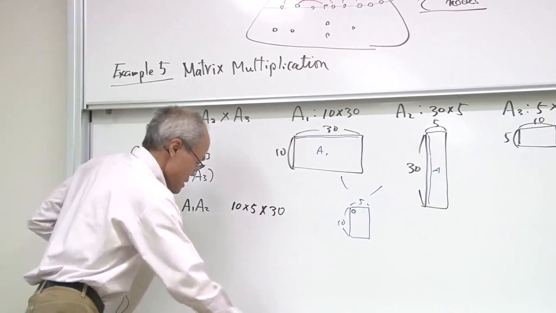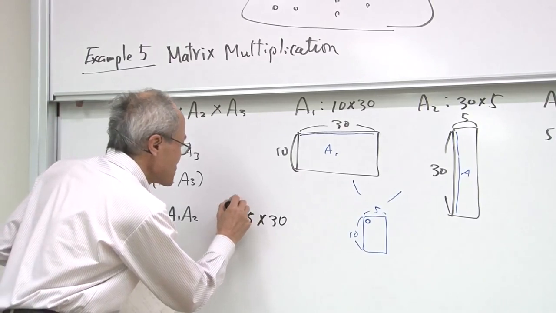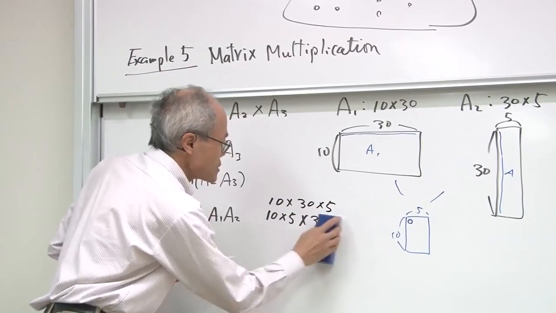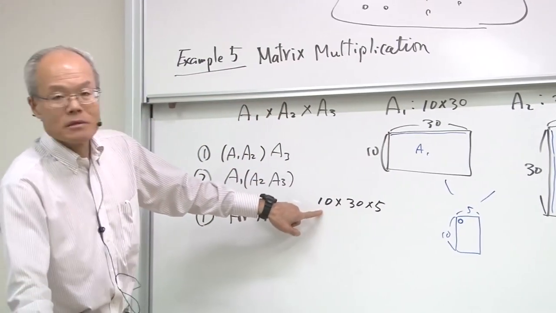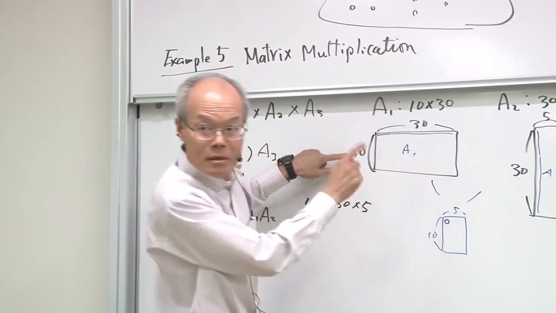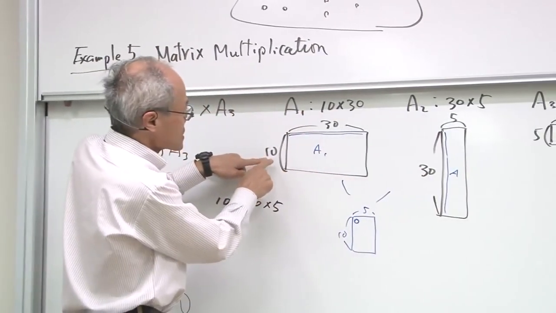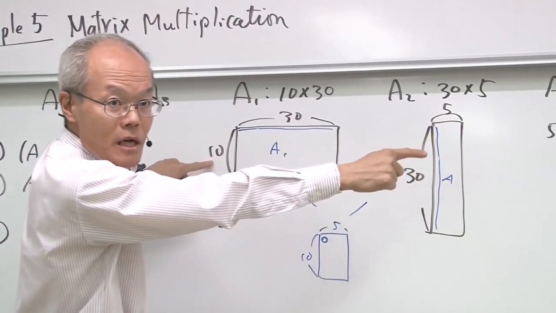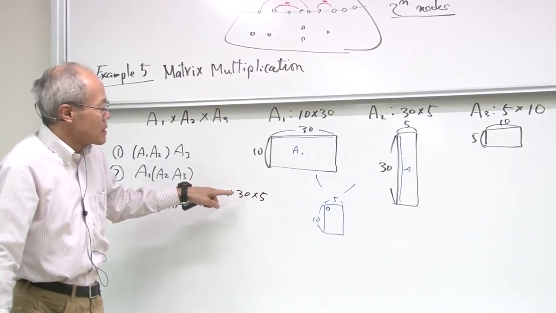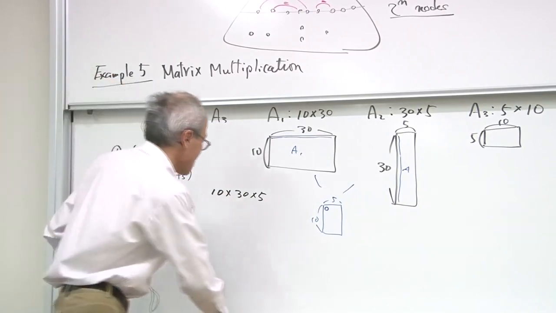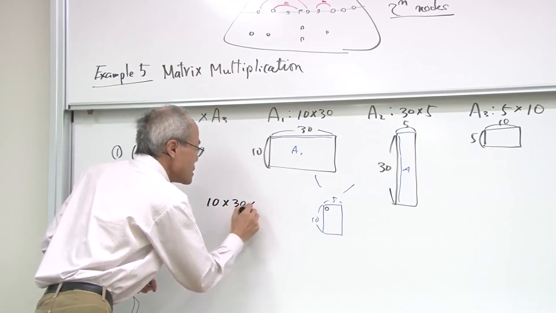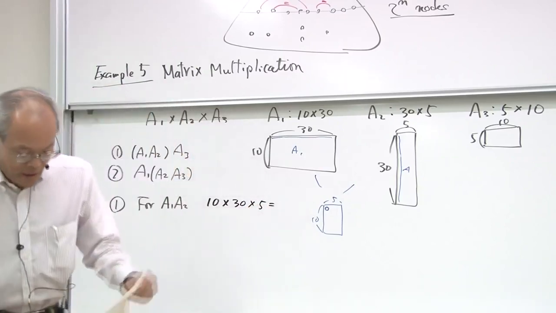I'll change it a little bit. This is the same as 10 times 30 times 5, of course, but I want to use this order because it is easy to consider. This 10 times 30 times 5 means we are multiplying a 10 by 30 matrix and a 30 by 5 matrix, and the number of operations is 10 times 30 times 5. I'll use this notation. So 10 times 30 times 5 is equal to 1500.